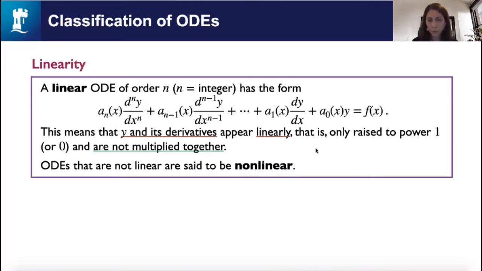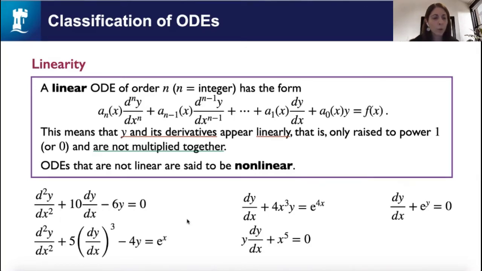If any of these two properties are not satisfied, so if we have some derivative or the function itself raised to a higher power than 1, or terms multiplying each other, or any other term that is not linear, then we say that the ordinary differential equation is non-linear. So let's see now some examples, where we will be able to see whether these ODEs shown here are linear or non-linear.